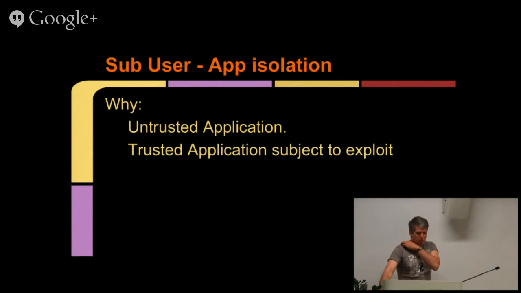So Subuser. Why do you need Subuser? First of all, one of the good use cases is that you have an untrusted application. You don't really know where it came from, you're not sure what it's going to do. Subuser could help you isolate that by placing it in a Docker image. Or alternatively, you have a trusted application, but it might be subject to exploit. Say for instance you're running Firefox and someone tries to hack into your computer, you want to limit how much damage they can do if they get in.